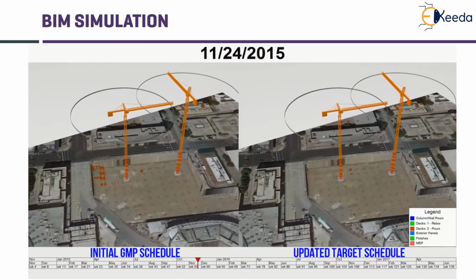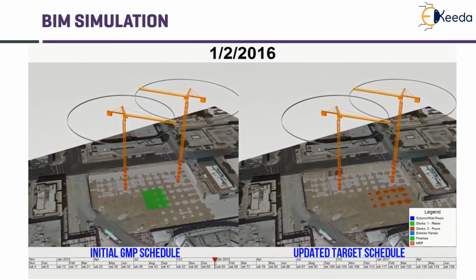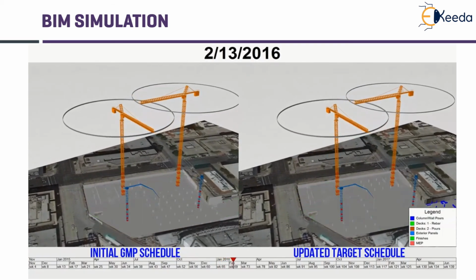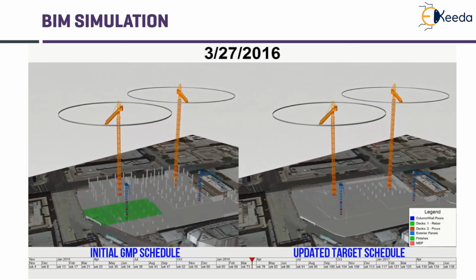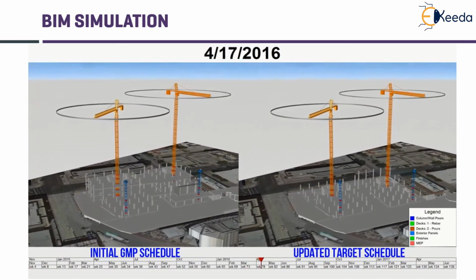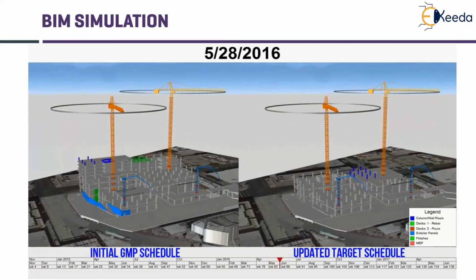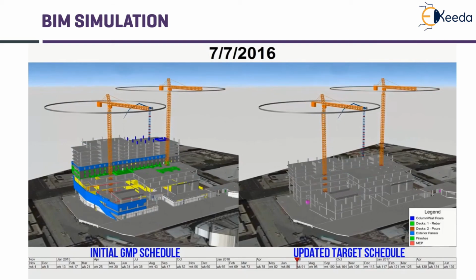So initially we can see that everything is going as per the planned schedule, but slowly you can observe that the target schedule is lagging behind. There are delays. The planned schedule is already in its fourth, fifth floor, while the target schedule is only in its second, third floor.